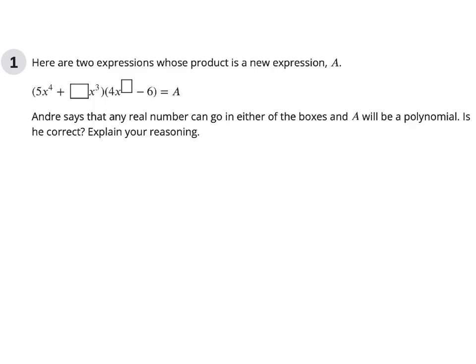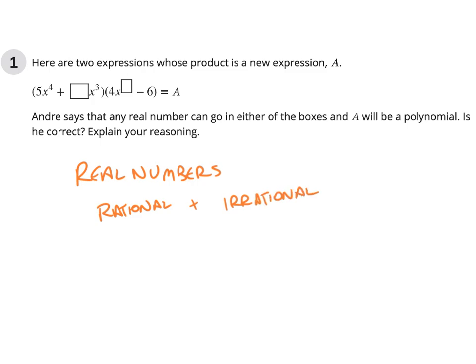So now let's talk about what a real number is. The real number system, and you can go look this up on the internet. Real numbers contain rational and irrational numbers. What's an irrational number? Numbers like e, numbers like pi, numbers like the roots of non-perfect numbers, like the square root of 5, like the cube root of 7.